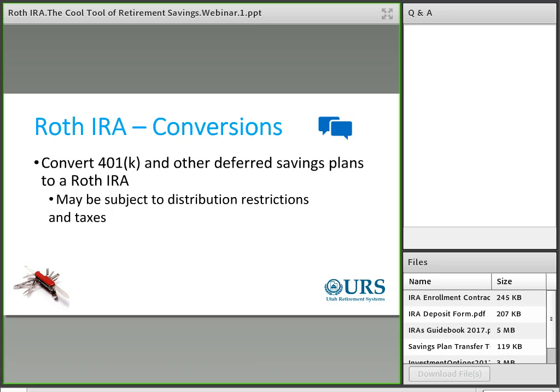Okay, so you may be subject to distribution restrictions and taxes. The taxes are pretty much indefinite when you convert, but the distribution restrictions are that you would have to be separated from that previous employer. So let's say you are actively employed and you're under age 59 and a half. At 59 and a half, yes, you can convert. If you're under 59 and a half and you want to do a Roth conversion from, let's say, your URS 401k to your URS Roth IRA, you'd have to either be retired or separated from employment. So just keep that in mind.